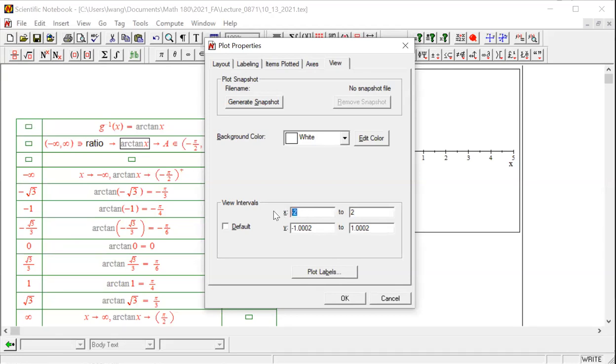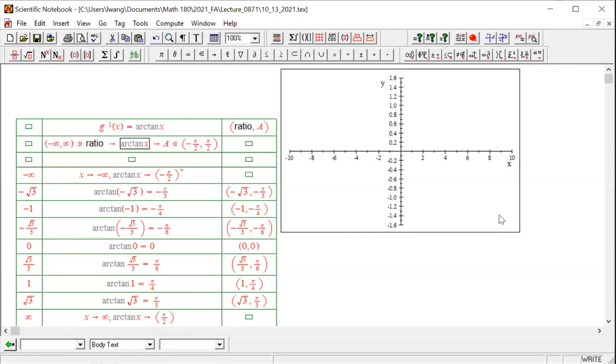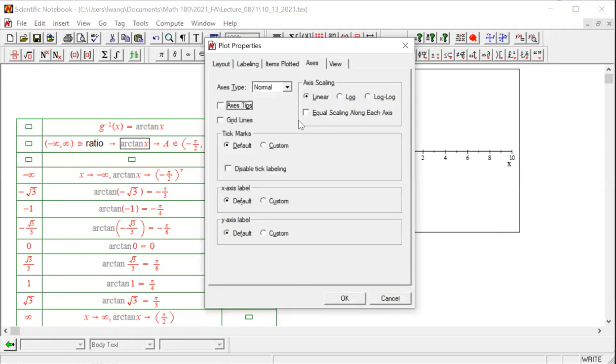Oh, wait. So negative 10, positive 10. The boundary is vertically between negative pi over 2. So I'm going to make it this way. Okay, approximately. Let me make some adjustment. Do you guys see what I'm saying? Do you guys hear what I'm saying?